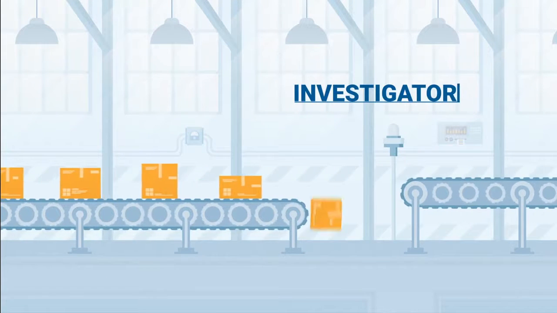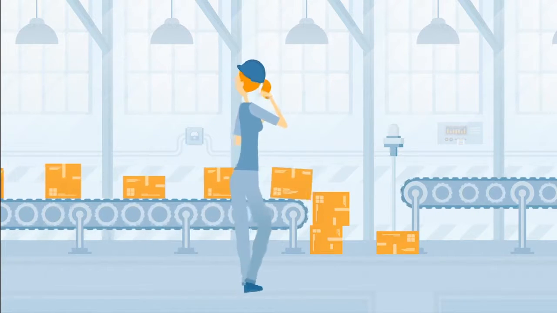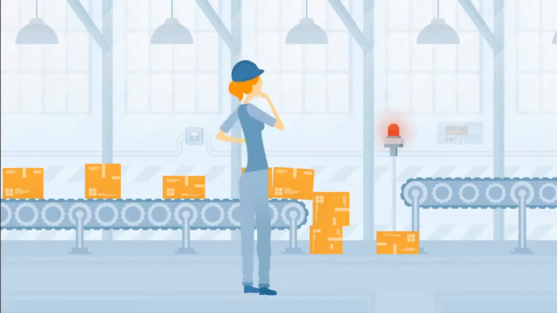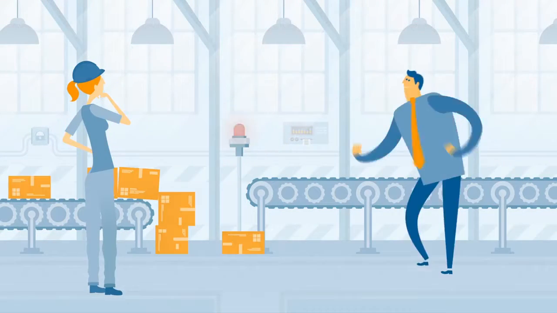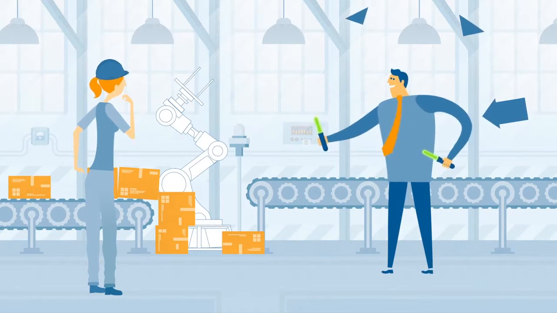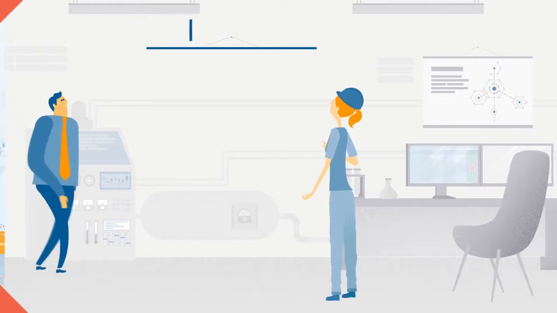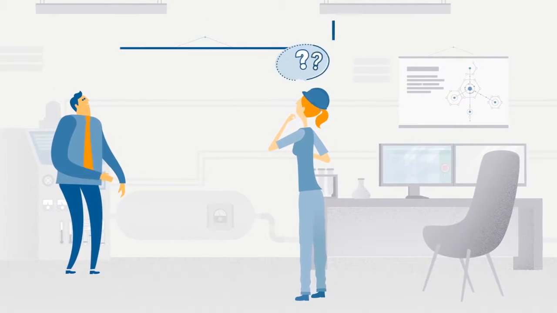1. Investigator. At the beginning of their journey, a buyer is an investigator. They are seeking out possible solutions for issues they are experiencing in their company. At this stage, the job of a salesperson is to focus in on this prospect and also to focus the buyer's attention.